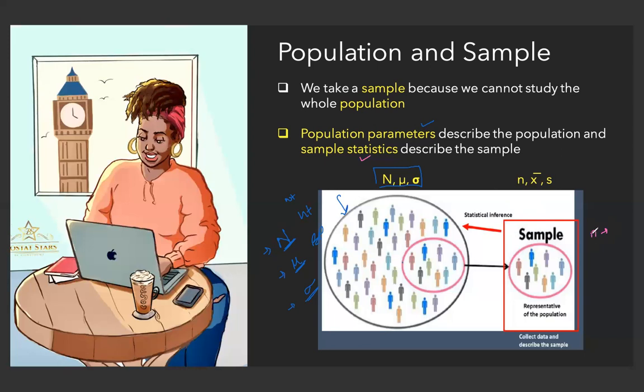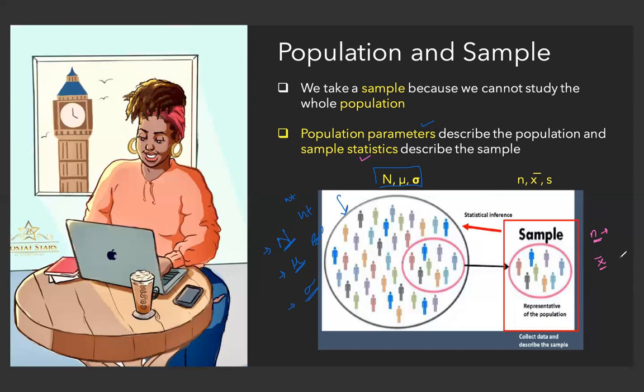So here, this sample statistic is small n. Now remember, for the population it was capital N, but for the sample it's small n. This is the sample statistic, sample size: how many people are in this sample? Then another sample statistic we can have is the sample average or the sample mean. This is X bar. So this is the sample mean.